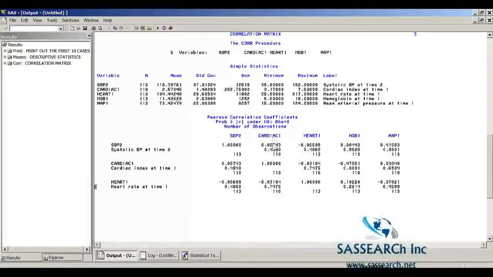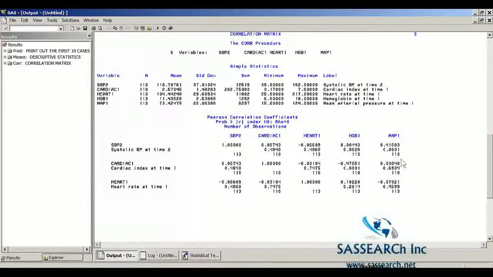And notice that our first row is the actual Pearson correlation coefficient. So if we go over to look at the mean arterial pressure at time 1, we are looking at the correlation between the mean arterial pressure at time 1 and systolic blood pressure at time 2. And the correlation coefficient is about 0.42. The p-value, less than 0.0001, indicates that this is a statistically significant correlation coefficient, where we're testing the null hypothesis that the correlation coefficient differs from 0.